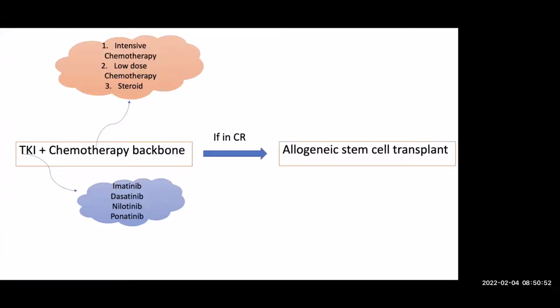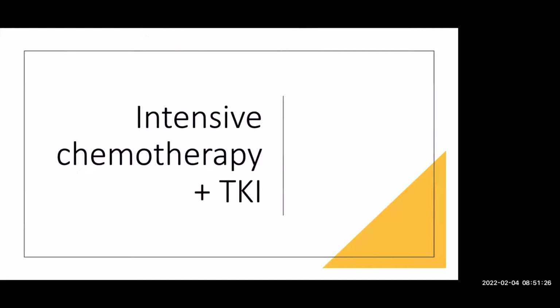Now, with the improved efficacy imparted by the tyrosine kinase inhibitor, another aspect of the treatment which came in was the reduction of the chemotherapy, because chemotherapy by itself was toxic, resulting in a lot of treatment related mortalities and induction mortalities. So the other aspect which was looked into was whether the chemotherapy intensity could be reduced.